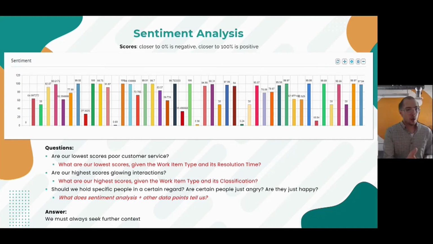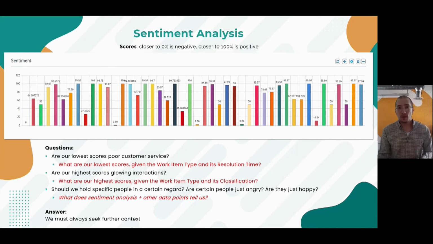Because when we look at our lowest scores, for example, less than 1%, less than 3%, less than 4%, it would be easy to say that person is just super angry. They're not happy. They don't like what we're doing. Could be true, but what's the lowest score given the work item type? For example, are those scores on incidents or service requests? Is it on a specific classification of an incident? Is it on the specific resolution time of an incident? What is the context of that negative score?